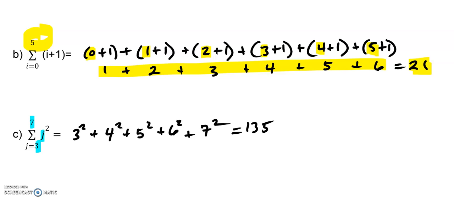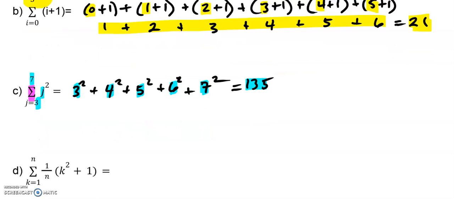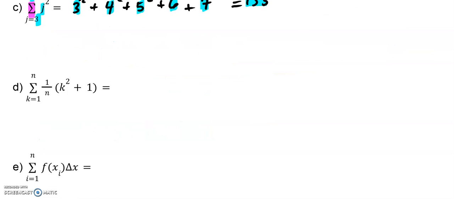The second one, you would start at 3, end at 7, and you would plug those in for j here. So it would be 3 squared plus 4 squared plus 5 squared plus 6 squared plus 7 squared. And remember, we know we're adding because this whole thing implies a summation. So you're adding this sequence of numbers together, and when you add those together, you get 135.